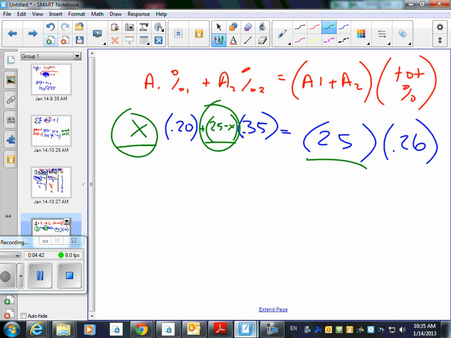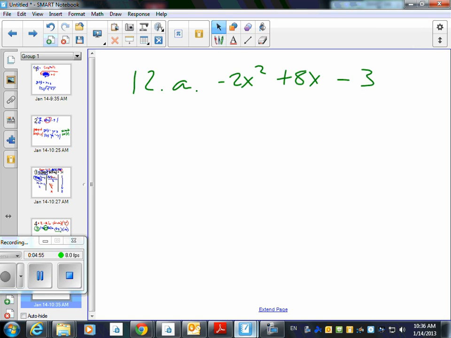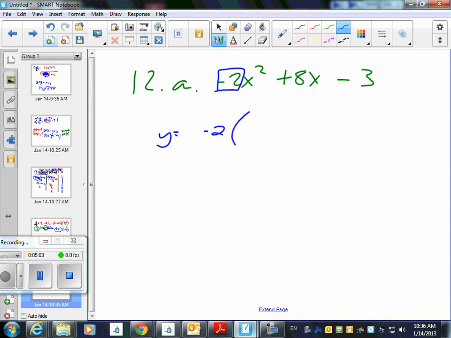All right. Number 12A. If you wish to pay attention to this one, if you think you're going to have any trouble with completing the square on the tougher kind: negative 2x squared plus 8x minus 3. I'm going to factor out this, because if that's there, I can't complete the square. So I'm going to have negative 2 come out. What I have left is x squared minus 4.